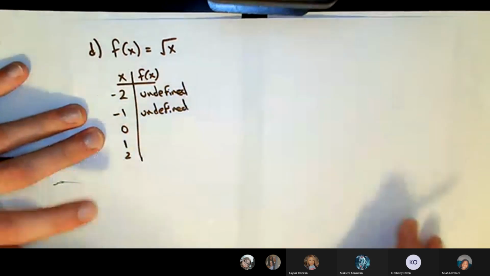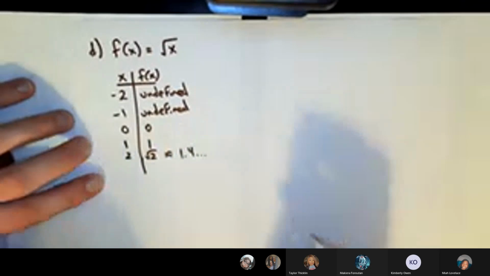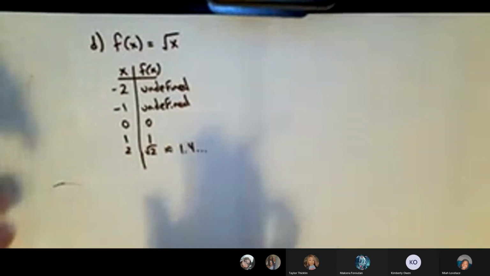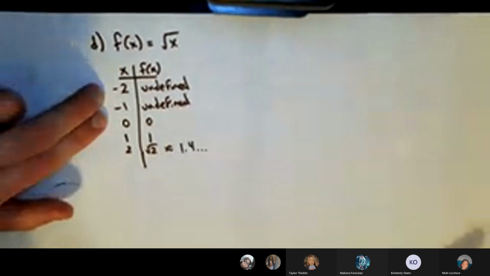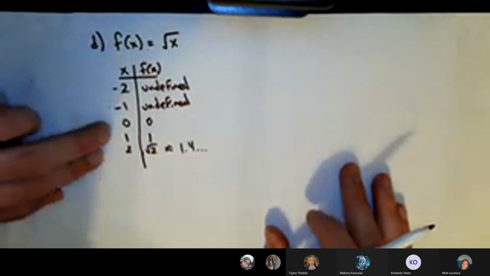Okay, so those were bad choices, right? What about square root of 0? That's fine. That's 0. Square root of 1 is 1. Square root of 2 is, well, it's square root of 2, which is some decimal number. So these are bad choices overall. 0 and 1 are okay, but the other 3 numbers are bad choices. The first 2 are bad because they're undefined. Though they do tell us something, we can do better for our table of values here.